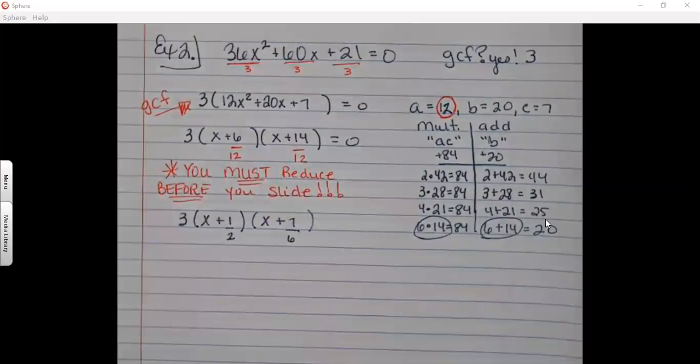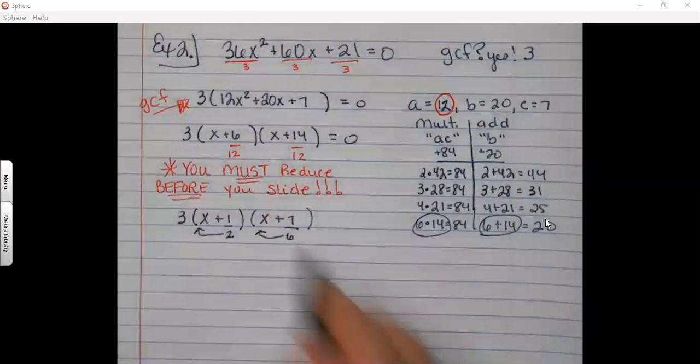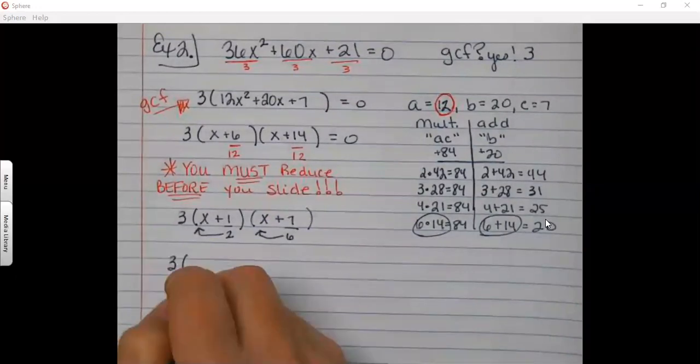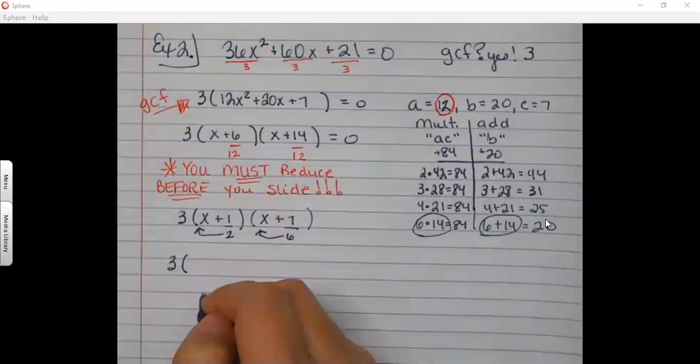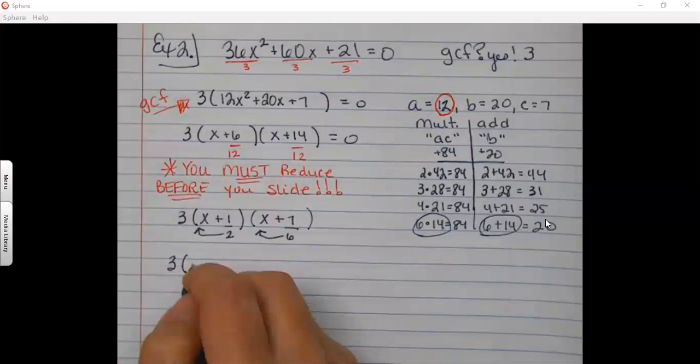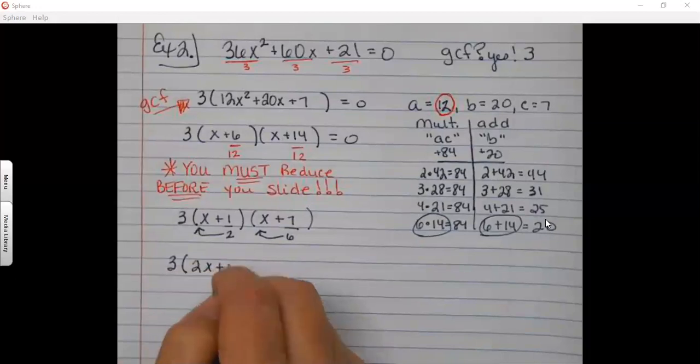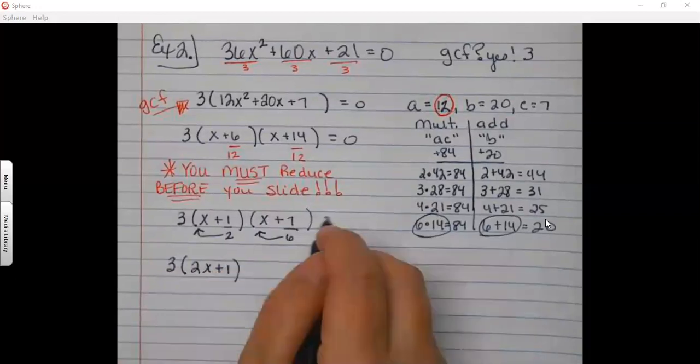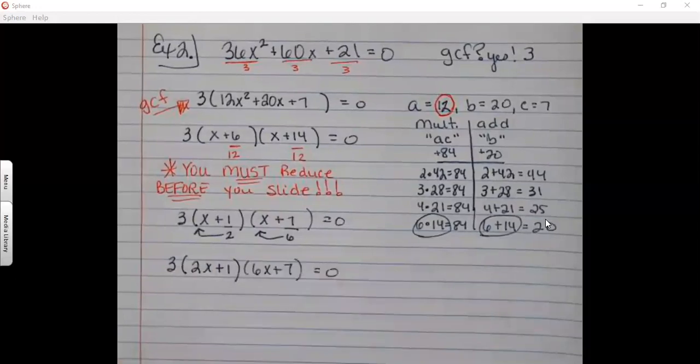So I'm going to slide the 2 over and put it in front of the x, and then the 6 over and put it in front of this x. So I've got 3, open parentheses. What am I going to write? Instead of x plus 1/2, I have 2x plus 1. Instead of x plus 7/6, 6x plus 7. Once I do the divide and slide part, I should be completely factored as long as I did it correctly.